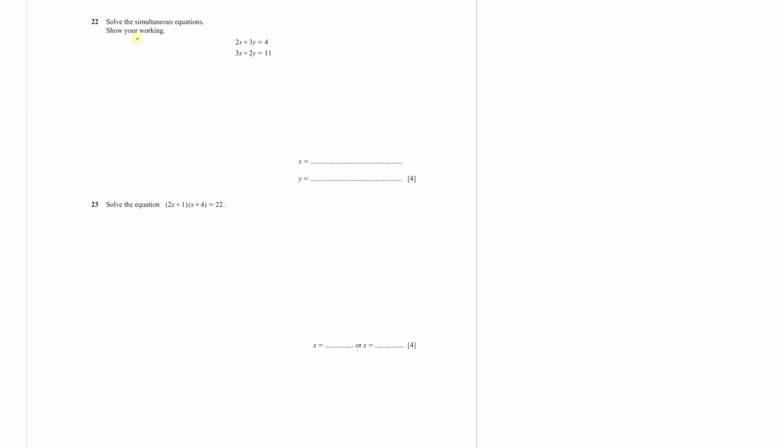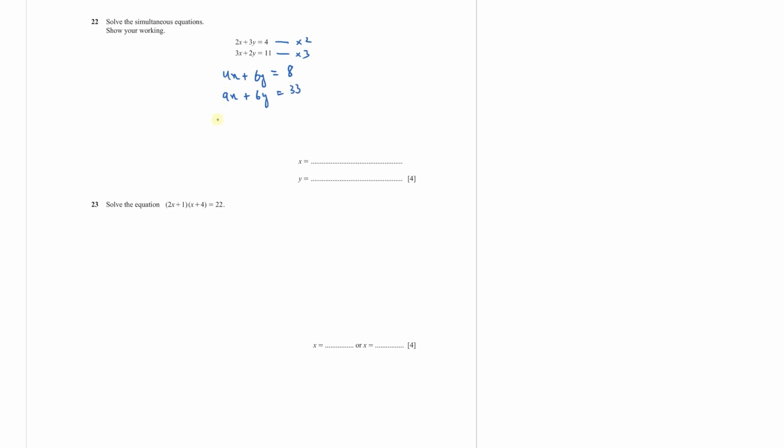Question number 22 is solve the simultaneous equations. So I can use the elimination method. If I multiply the first equation by 2 and the second by 3, I will get 6y in both. So the first equation becomes 4x plus 6y equals 8, and the second equation becomes 9x plus 6y equals 33.